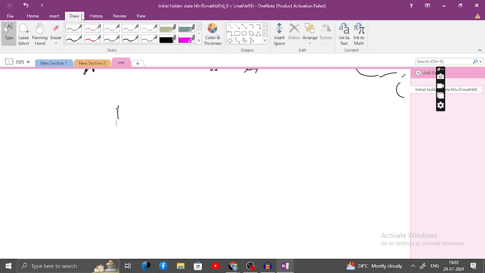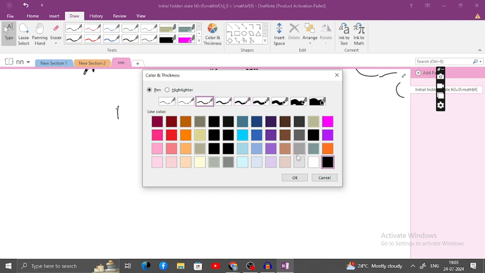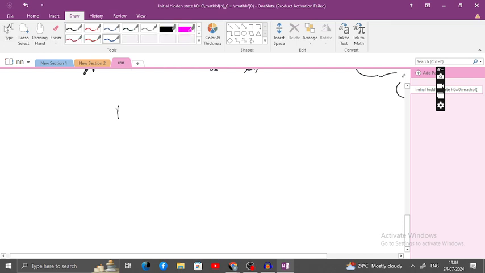So what is recurrent neural network? What is recurrent neural network? So today we will be studying about recurrent neural network. So what is this?